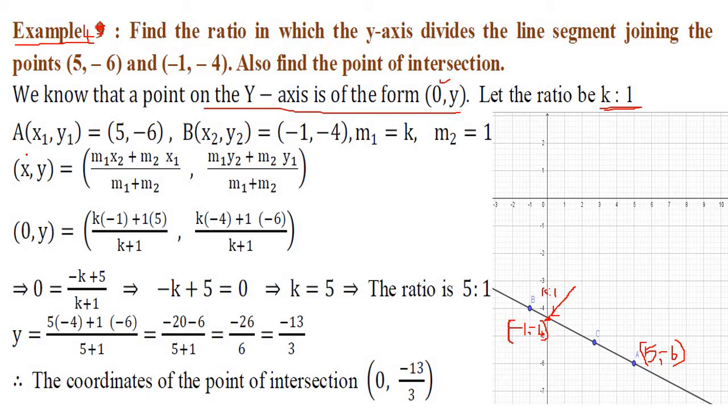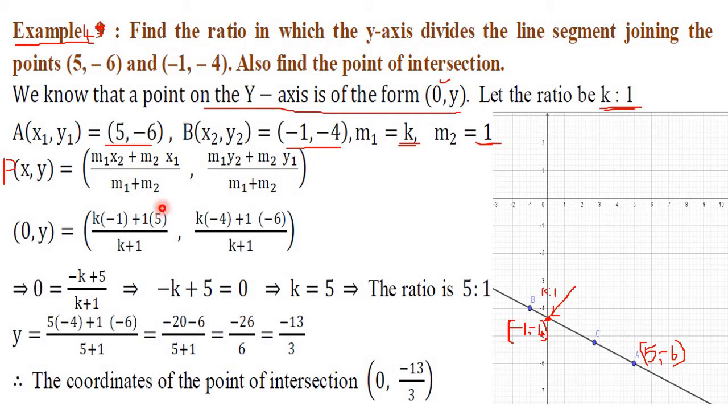Now the point A is (5, -6) and point B is (-1, -4). The ratio is K:1. Let us write m1 is equal to K and m2 is equal to 1. Then the section formula is given by P(x, y) equal to (m1 x2 plus m2 x1) divided by (m1 plus m2), and (m1 y2 plus m2 y1) divided by (m1 plus m2).